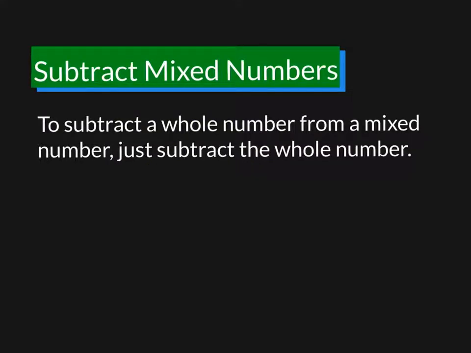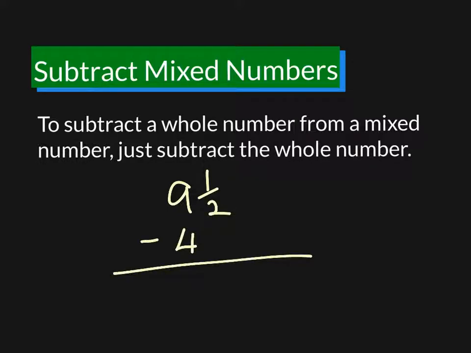Now, in a related line, if you are subtracting a whole number from a mixed number, just subtract the whole number. So, for example, say you have 9 1/2 minus 4. Okay, well, there's only one fraction, so we don't need a common denominator. And 1/2 take away 0 is still 1/2. And then 9 take away 4 is 5, so the answer is 5 1/2.